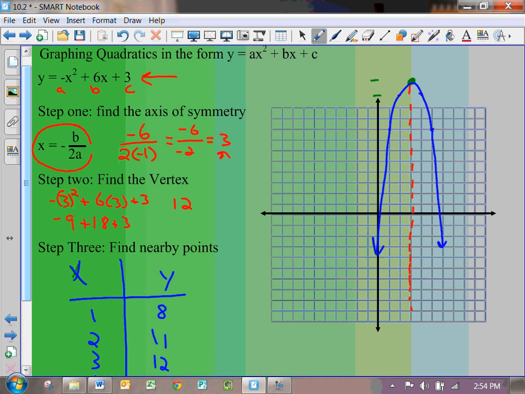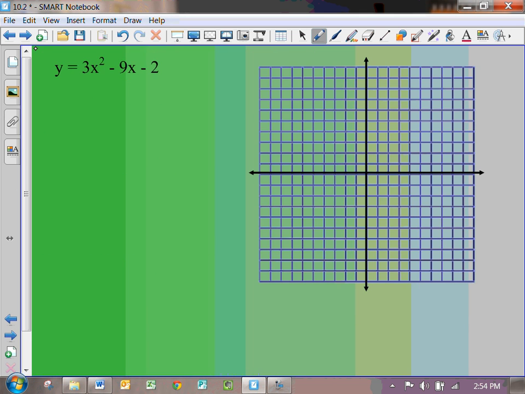All right, so again, step 1, negative b over 2a. Step 2, finding the vertex. Step 3 is finding those points that are nearby. All right, what I want you to do is go through the same thing on this next one. Looking at step 1, finding the axis of symmetry, we'll go through that together.